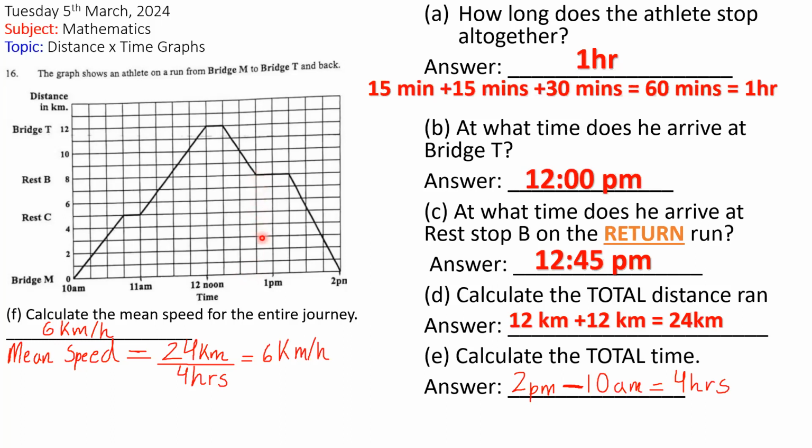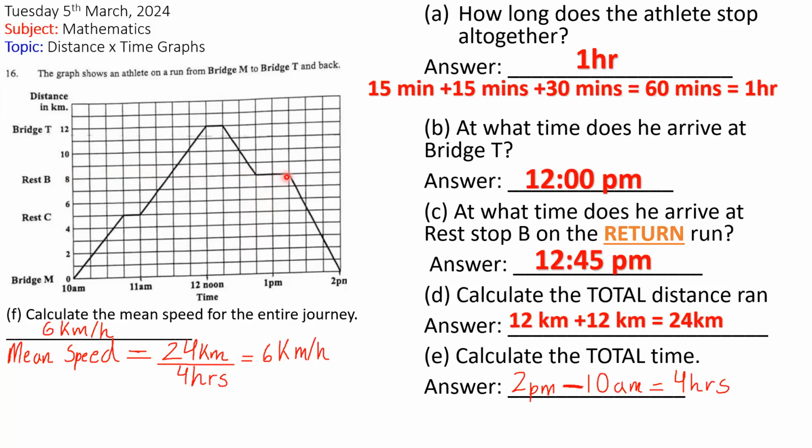So we said 15 plus 15 plus 15, which is 45. So we know that at 12:45 p.m. he arrived at rest stop B on the return run. And question D says, calculate the total distance ran.